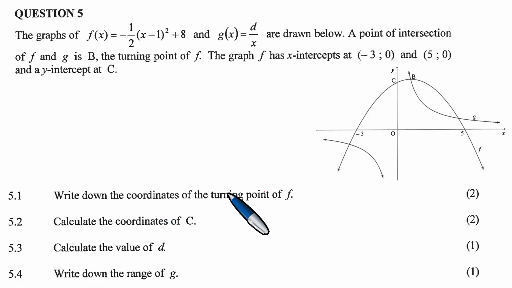Now write down the coordinates of the turning point. The turning point is seen here. So the coordinates of the turning point are clearly (1, 8). You can really read them off from the graph.